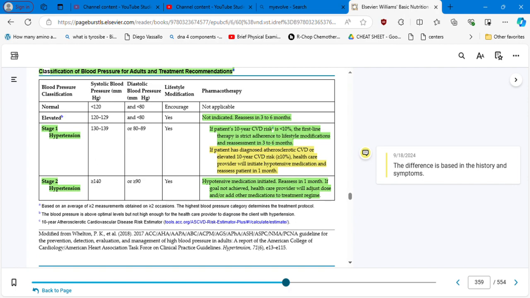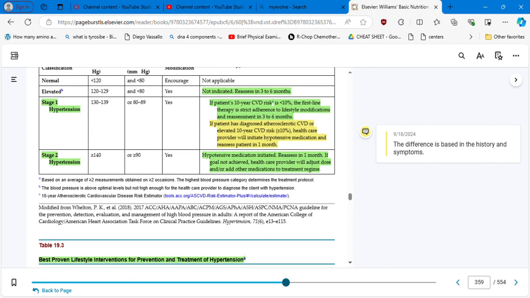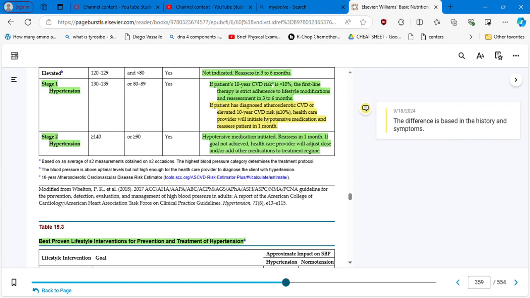Antihypertensive medication initiated, reassessing in 1 month. If the goal is not achieved, the healthcare provider will adjust the dose and add other medications to the treatment regimen. So this patient is going to end up having diuretics, 1 medication for hypertension, 2 medications for hypertension, and if the patient has comorbidities, he's going to take medication for those comorbidities, this and that. Okay, plus maybe the patient is going to start on potassium medication.